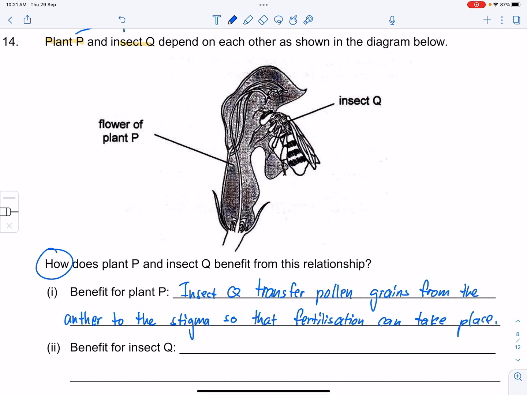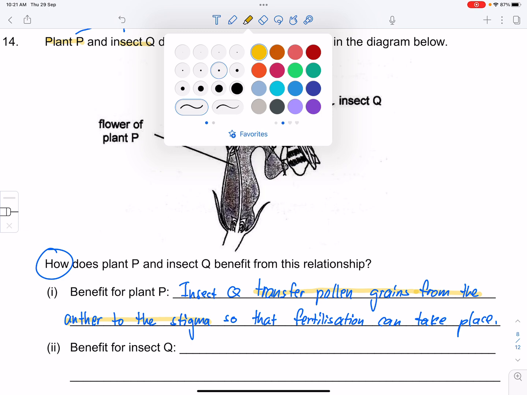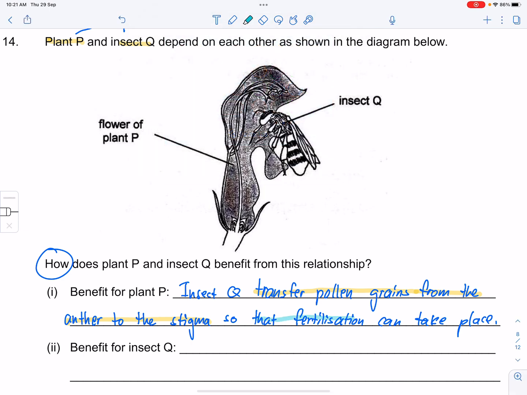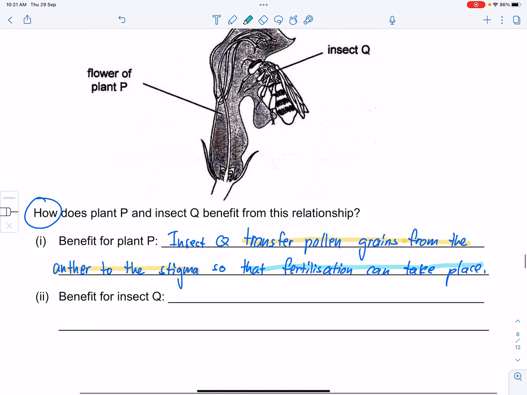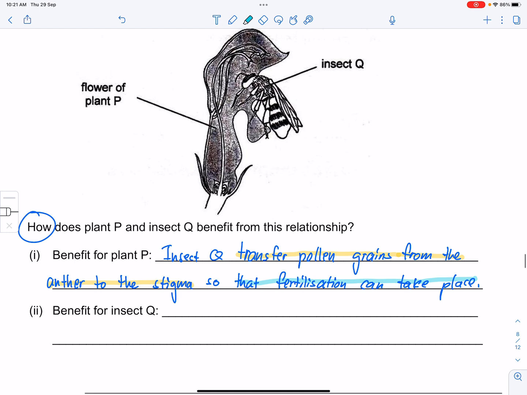Alright? So there are actually two processes here. The first one is talking about what insect Q does. So it transfers pollen grains from the anther to the stigma. And then the second part of the question requires you to tell me how does this help them. It's so that fertilization can occur. Okay? And then what's the benefit for insect Q?